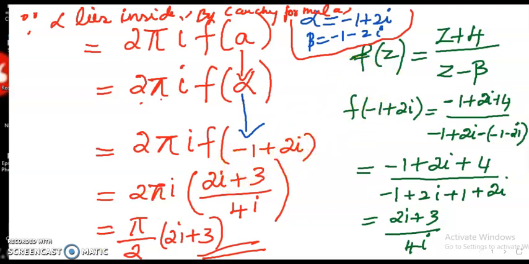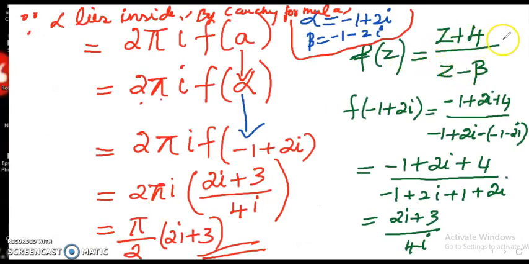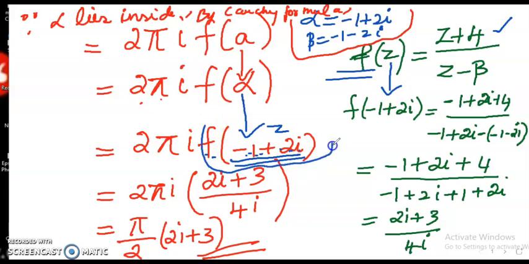We know f of z is the numerator. What is the numerator here? The numerator is z plus 4 by z minus beta, and here z can be replaced by minus 1 plus 2i. So f of z is this one. What is f of minus 1 plus 2i? Instead of z we have to take minus 1 plus 2i.